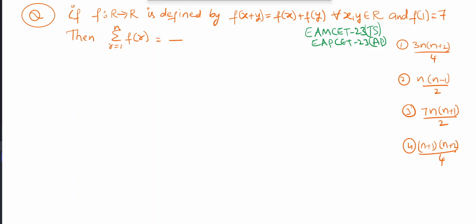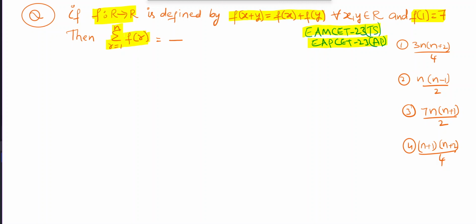This is the next question from functions. This question is from EAPCET 23 TS and the same question as in EAPCET 23 AP. This is given. Here f maps R to R is defined by f of x plus y is equal to f of x plus f of y, and f of 1 is equal to 7 is given. Then sigma r is equal to 1 to n, f of r is equal to dash.